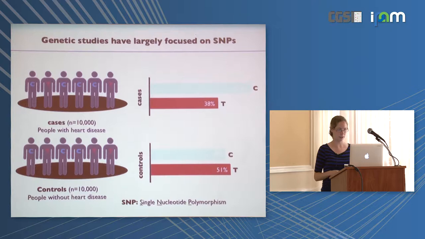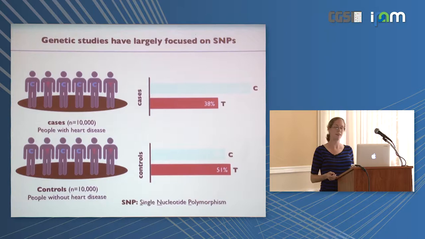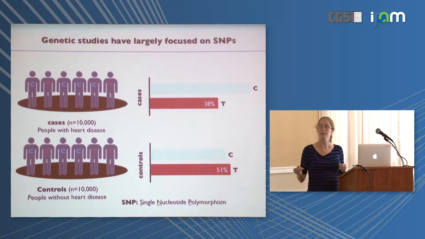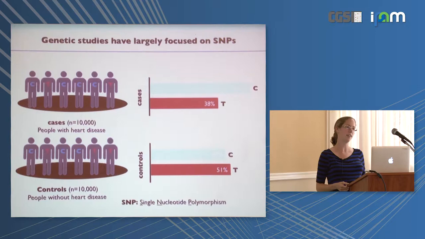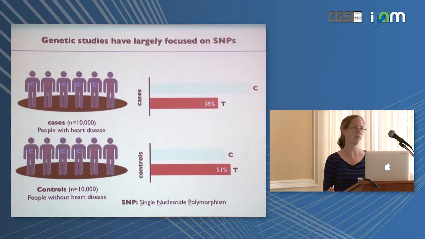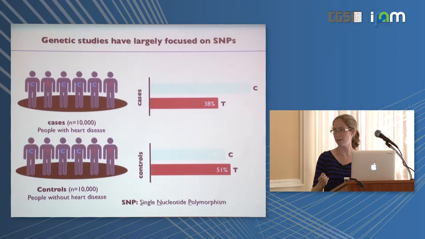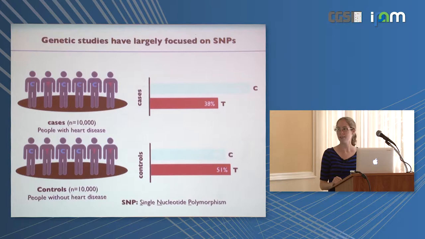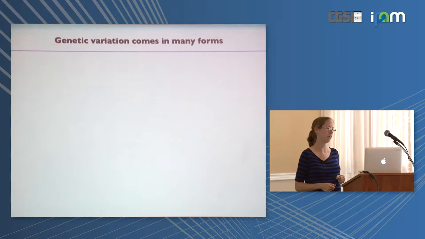But most of the GWAS hits that we've found and focused on look something like this, where we're looking at SNPs, or single nucleotide polymorphisms, and we ask, in this case, whether having a C or a T at this particular position is associated with this disease. Most of the GWAS studies that we have done have focused almost exclusively on these SNPs. But we all know that's just one window into the ways in which our genomes can vary. So I think it's sometimes helpful to take a step back and look at different ways in which our genomes can vary from one another.